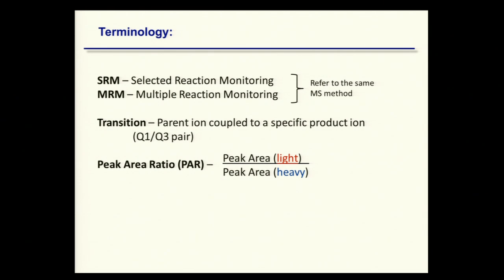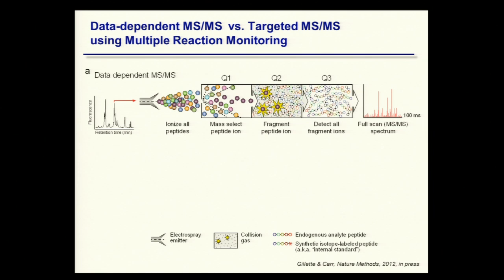We're going to talk a lot about transitions, and a transition is really the parent ion coupled to a specific fragment ion, another way of saying a Q1, Q2 pair. We're also going to talk a lot about peak area ratio. This is usually the light peak area ratio to the heavy peak area, and many of these Jake already talked about before. So we do MRM type experiments in triple quadrupole mass spectrometers.